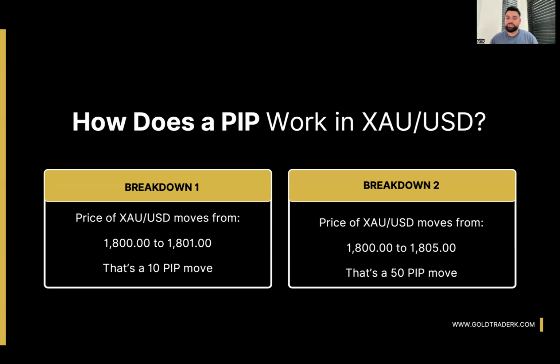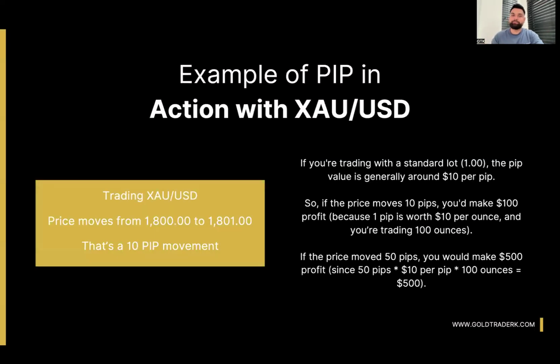As another example, XAU-USD moves from 1800 to 1805. That's a 50 pip move. That's how you calculate pips when you are trading gold. Now, an example of a pip in action with XAU-USD. The price moves from 1800 to 1801. That's a 10 pip move, just as mentioned earlier.